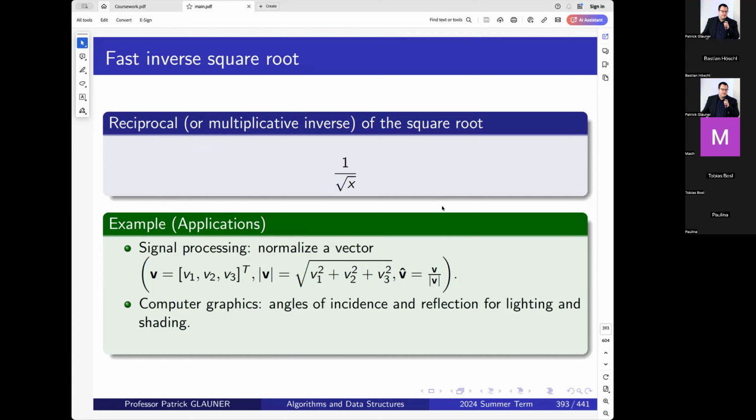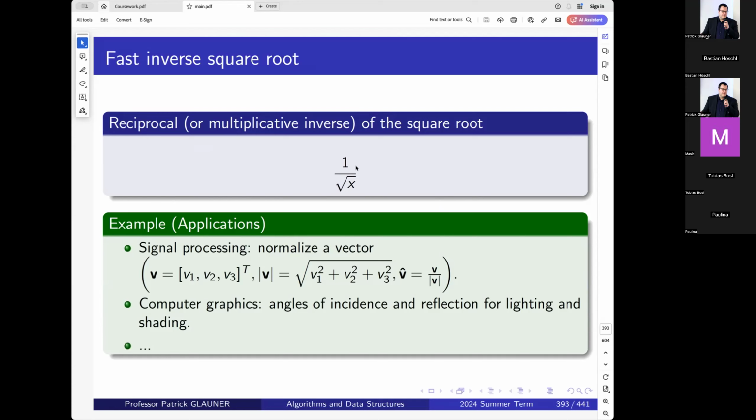You can also use the fast inverse square root, for example, in computer graphics. For example, for the angles of incidence and reflection, for lighting and shading situations. This is also something where you would often use the fast inverse square root and so forth.